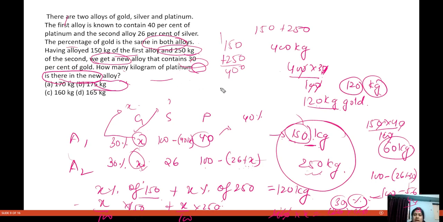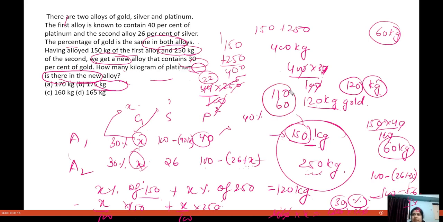So 44 into 250, by 100 you are getting. Let us calculate. 60 kg from here, and let us see how much kg from here. You have 25 5 times, and you will have this 2 times, and you will have this 22 times. So you will have 110. 110 plus 60, so that means 170 kg. I hope everybody understands what the solution is.